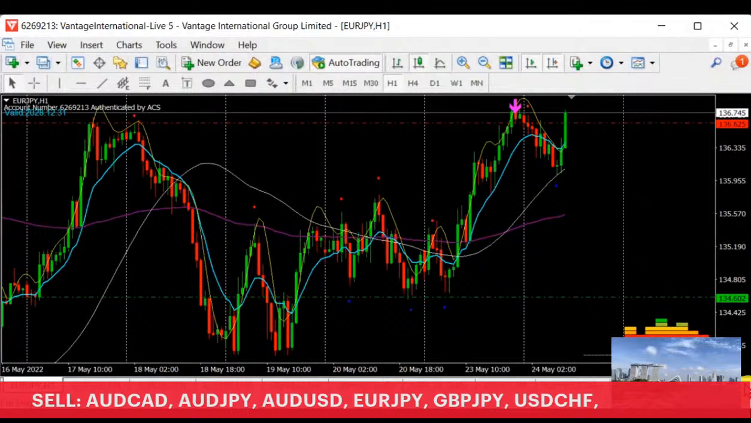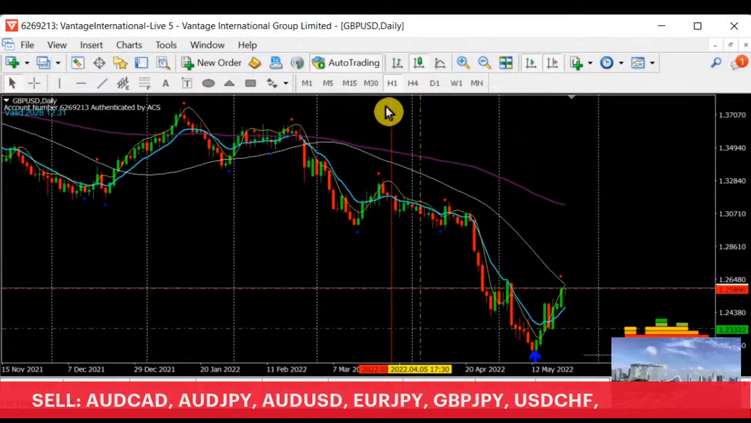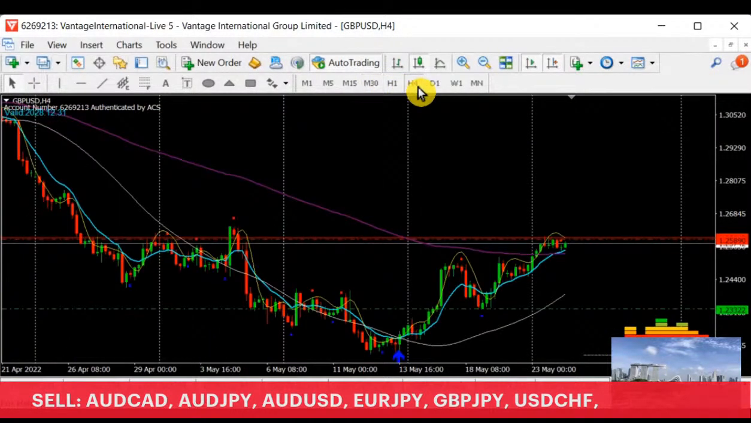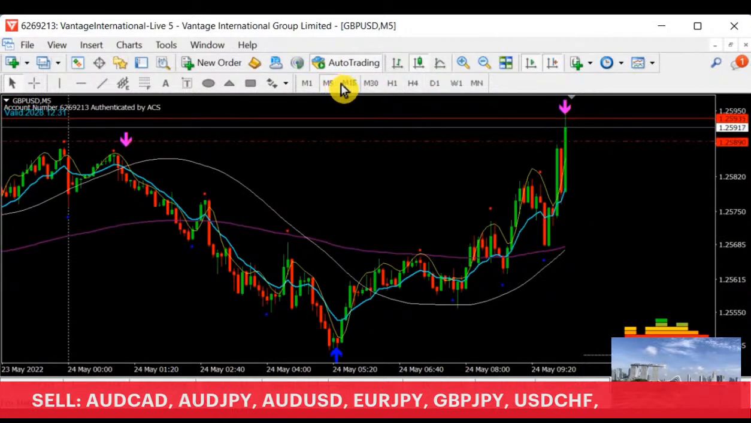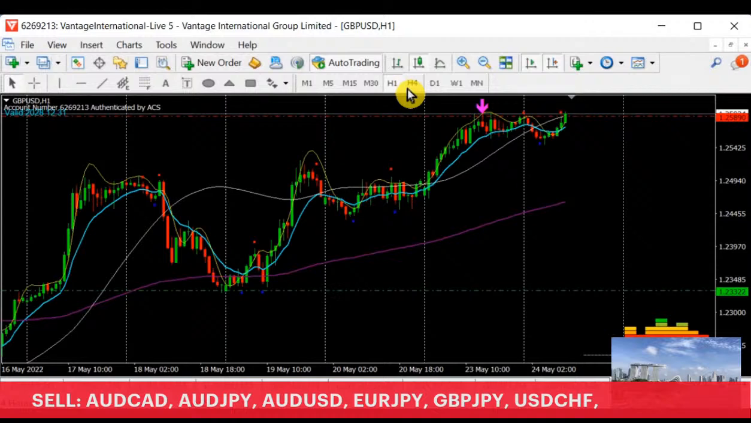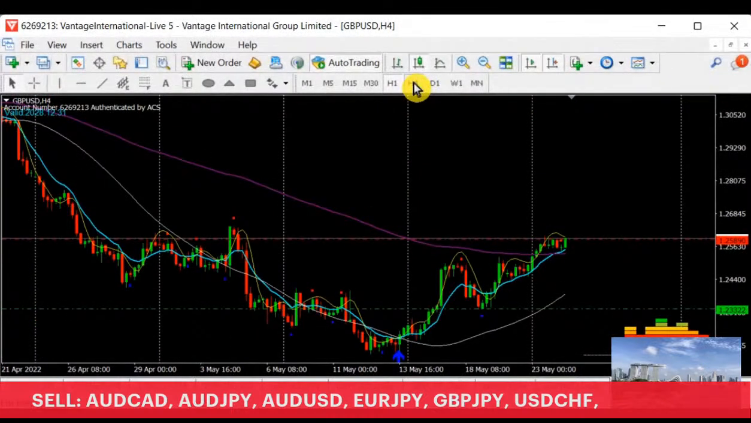Okay, as for pound, let's take a look at pound dollar. Pound dollar now, wow. Now it's actually testing on the resistance already, which is quite good as well. So in this resistance over here.